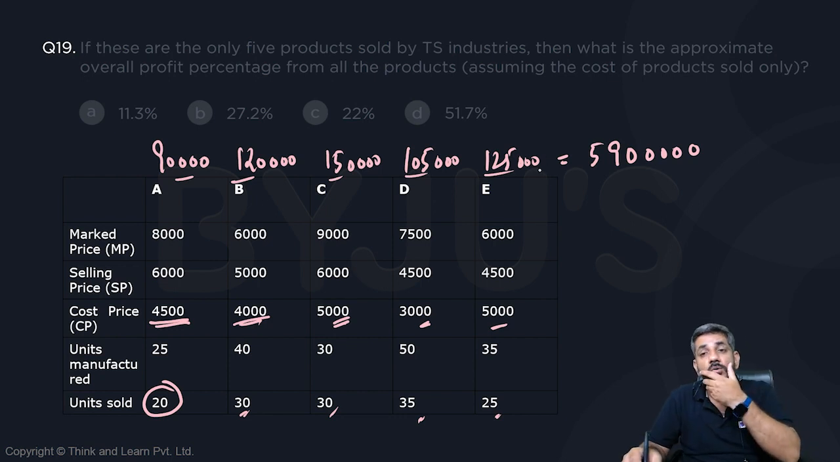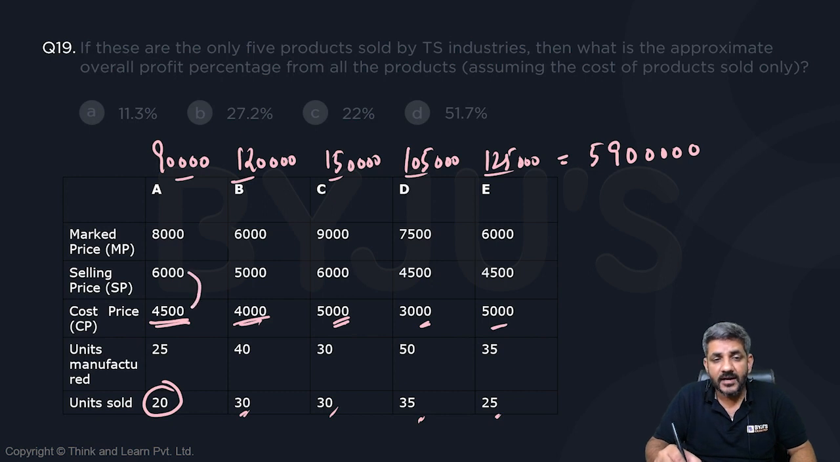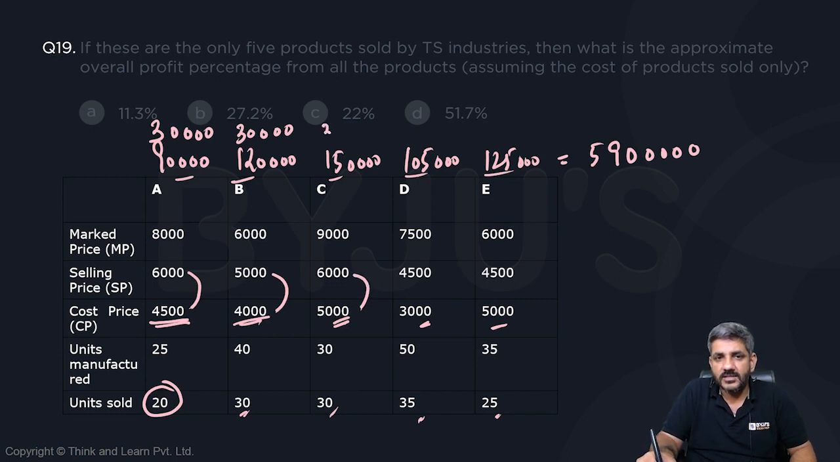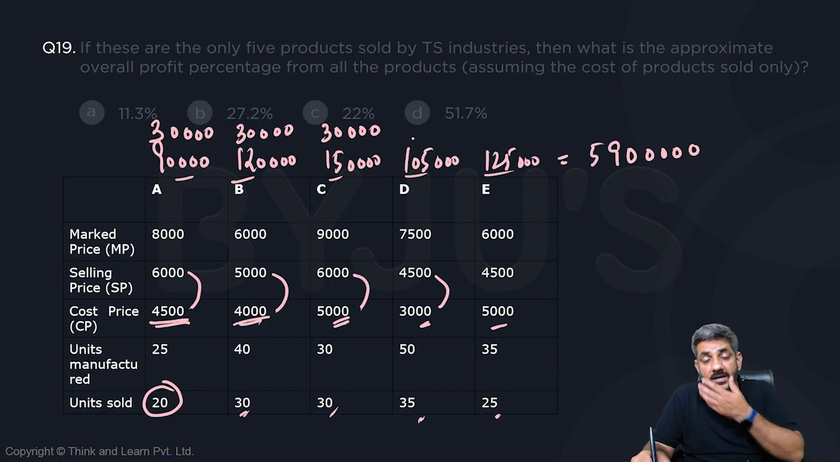Now, what about the profit now? Let's talk about the profit. The profit here is 1,500 on every unit. So on 20 units, it is 1,500 into 20, that is 30,000. Here the profit is 1,000 on every unit. So on 30 units, it is 30,000 again. Here it is once again 1,000 on 30 units. So 1,000 on 30 units is once again 30,000. Here the profit is 1,500 on 35 units. So 1,500 into 35. So it is 15 5s are 75 and 15 3s are 45 plus 7, 52,500.